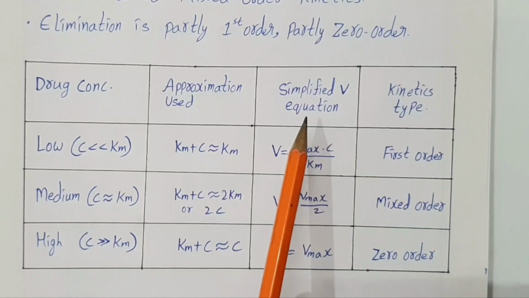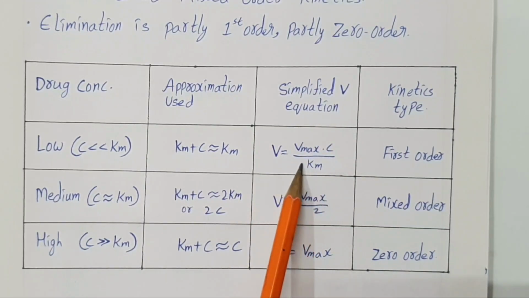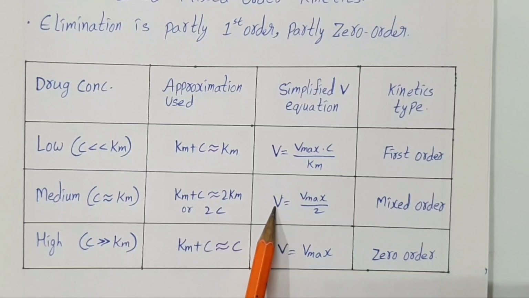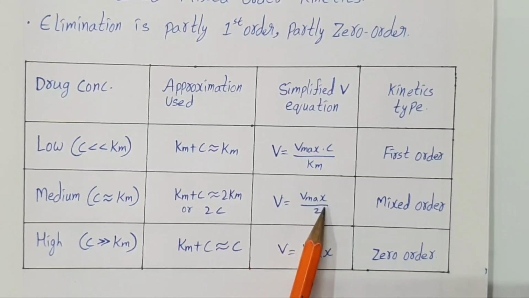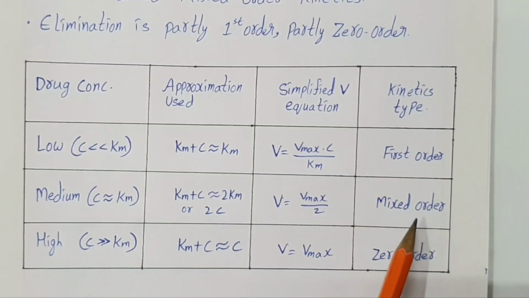Then the simplified V equation: V equals Vmax C divided by Km; here V equals Vmax divided by 2; and V equals Vmax. Here it follows first order, here it follows mixed order, and here it follows zero order kinetics.